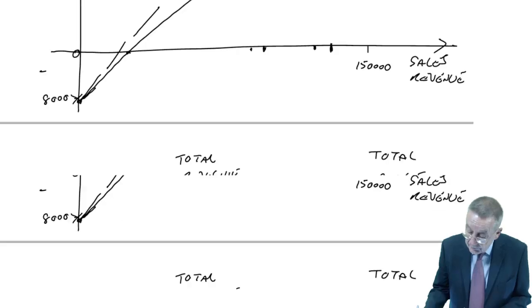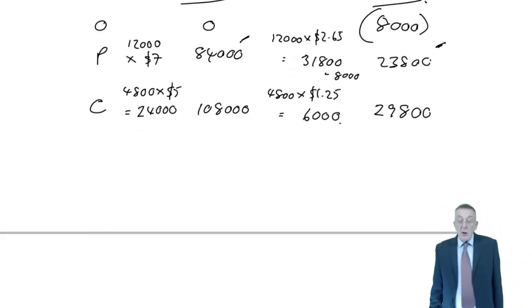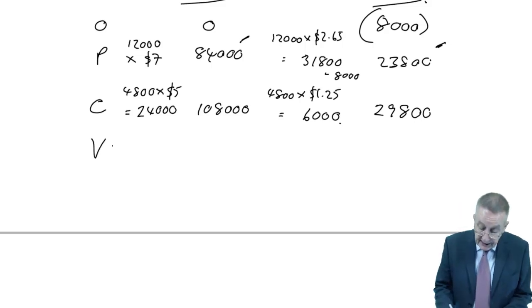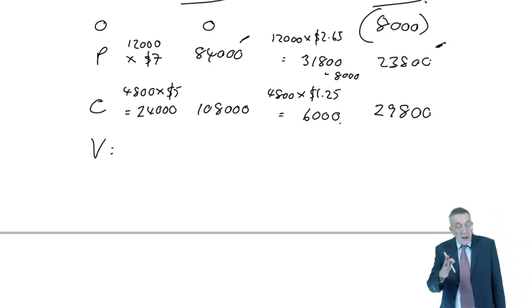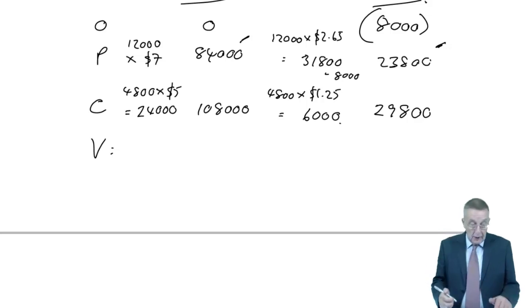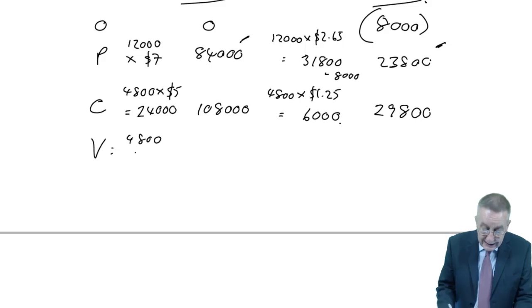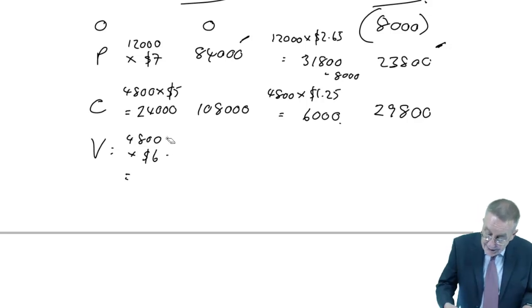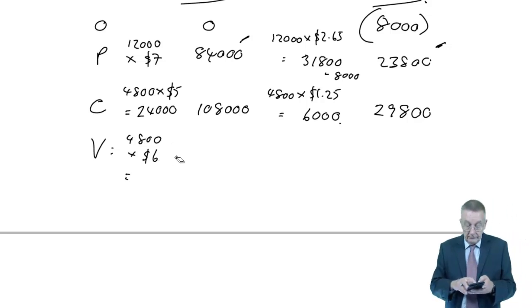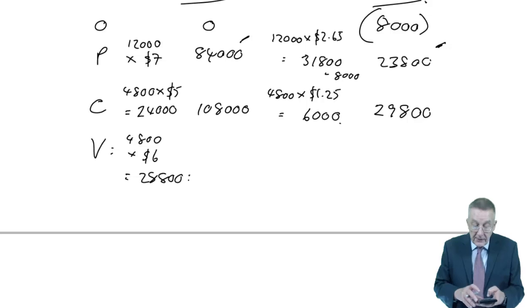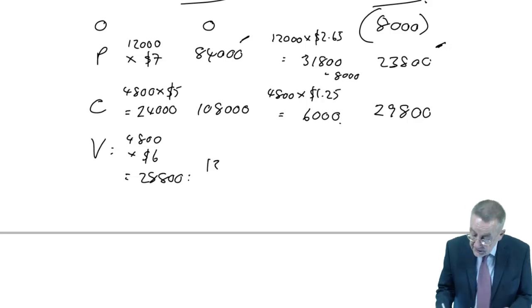So let's finish it off. If we have managed to sell all the Cs, then we'll go to the last one, which is V. We've already got 108,000 revenue. How much extra will we get? V, 4,800 at $6 gives us an extra 28,800, which takes the total therefore up to 136,800.